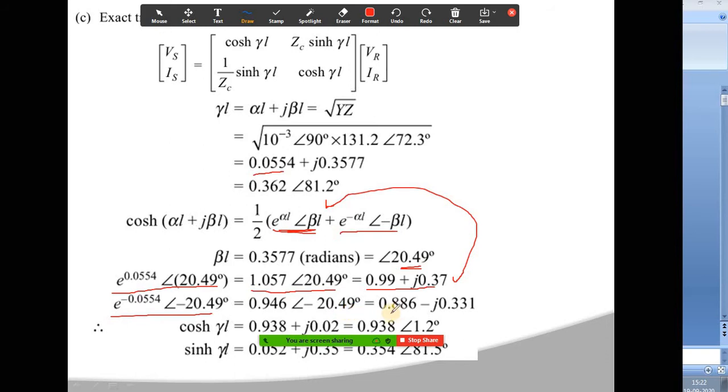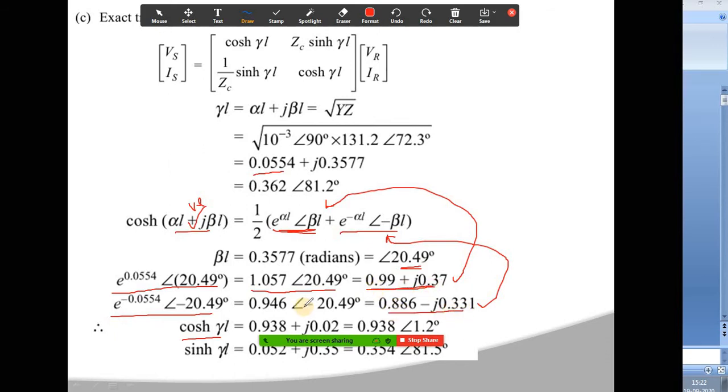So if you convert into complex form, this one, you will get 0.886 minus j 0.331. Okay, so this is the value of this. Now you substitute these two values in this equation, you will get cosh gamma L. In place of gamma L you are writing alpha L plus j beta L. So the cosh gamma L is equal to 1 by 2 into this plus this.